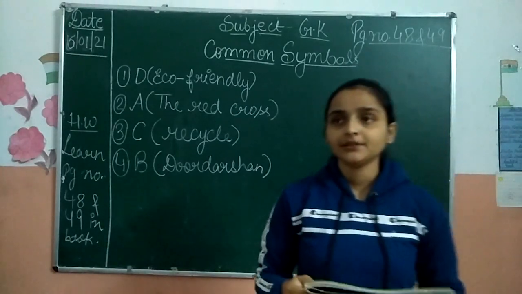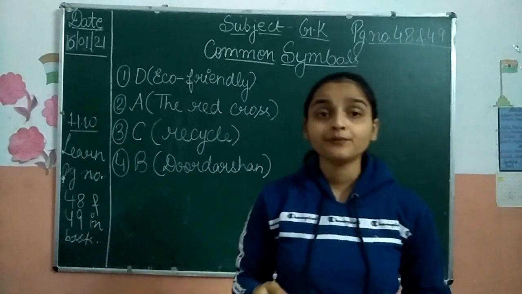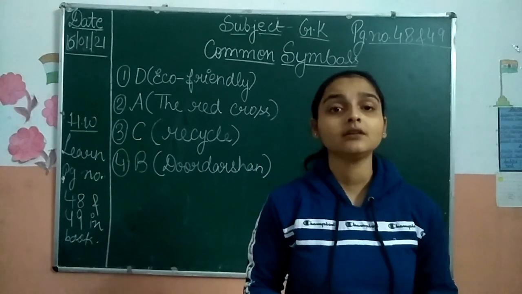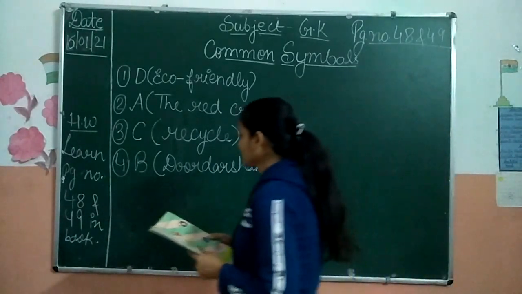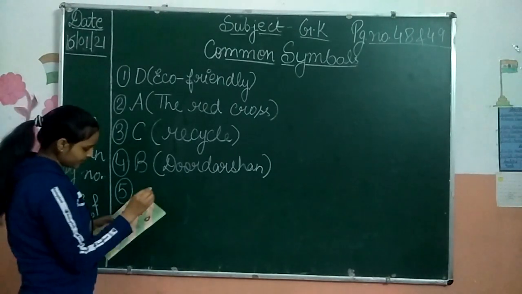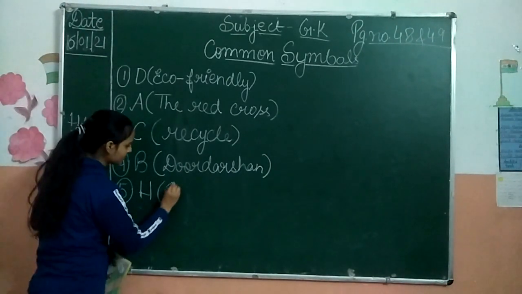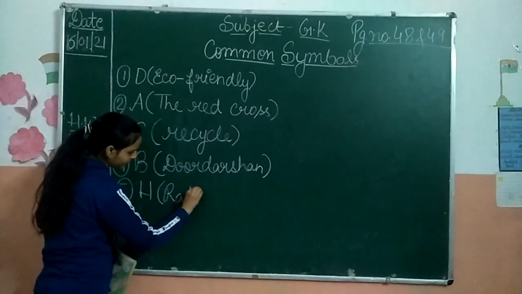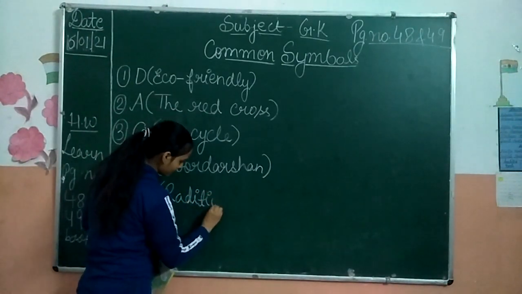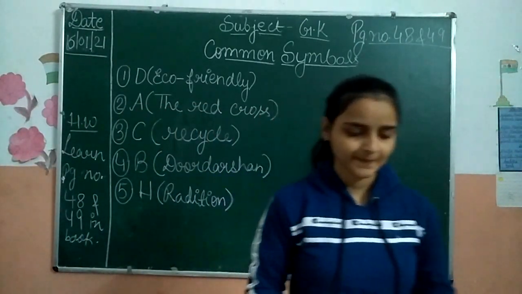Now come to fifth one. Look at the fifth logo. Which logo is this? Of yellow and black color. This is the logo that denotes the radiation. So, in fifth number, write it down H. And here radiation. Okay.